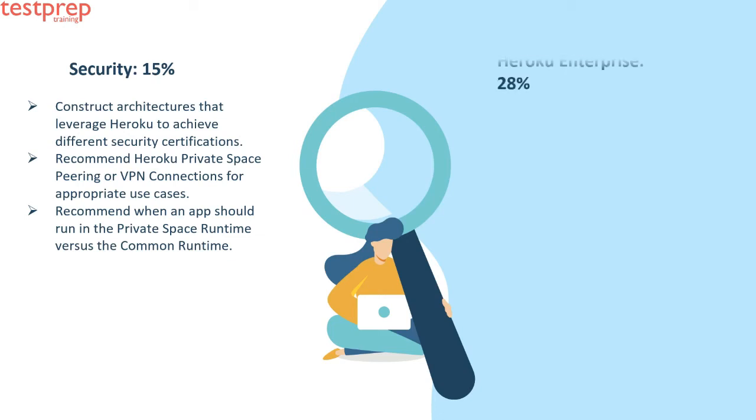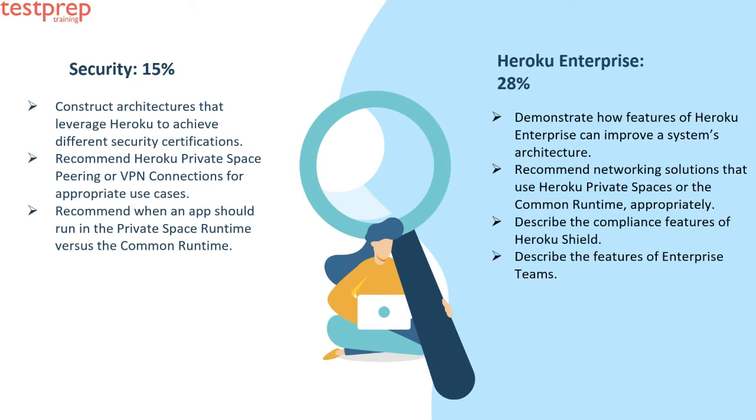Number 4, Heroku Enterprise, 28%. It contains: first, demonstrate how features of Heroku Enterprise can improve a system's architecture. Second, recommend networking solutions that use Heroku Private Spaces or the Common Runtime, appropriately. Third, describe the compliance features of Heroku Shield. Fourth, describe the features of Enterprise Teams.